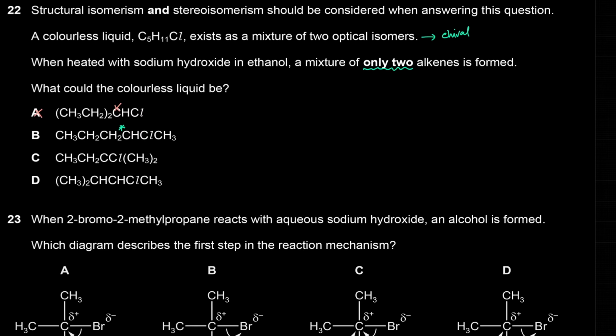Okay. What about this case here? Do we have a chiral center here? This carbon is bonded to two identical methyl groups. This carbon is bonded to two identical methyl groups. So again, this is not a chiral center, so we can eliminate C, right?